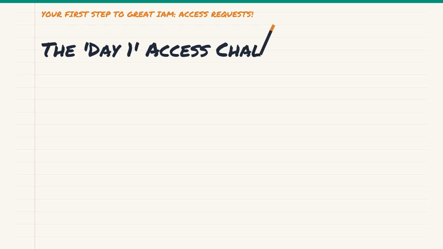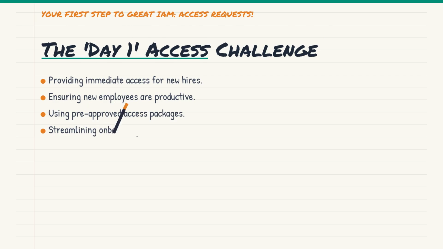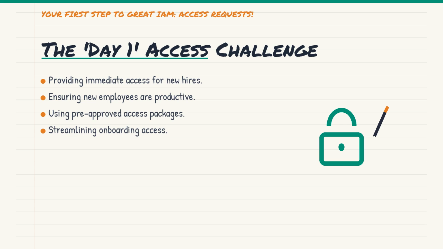A common challenge is granting day one access for new hires. They need to be productive from the get-go. This means having access to essential tools right away. If the request and approval process is slow, this can't happen. Often, organizations have pre-approved access packages for common roles, so that when someone is hired, they get the basic necessities instantly. It's about being prepared and having that access ready to go on day one.